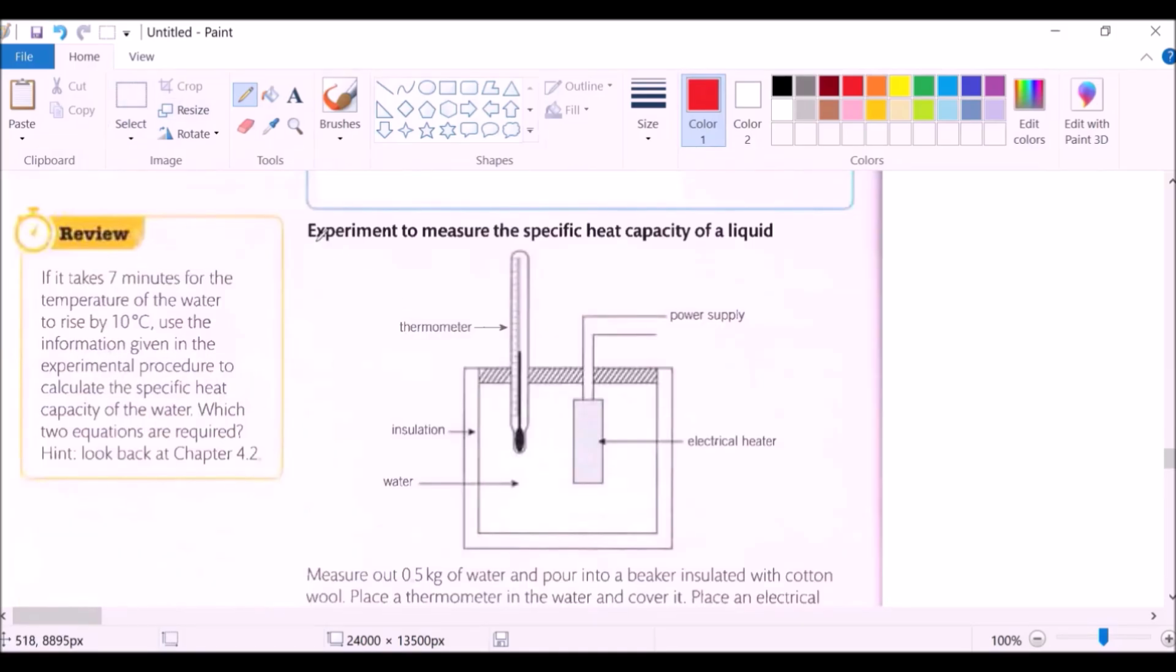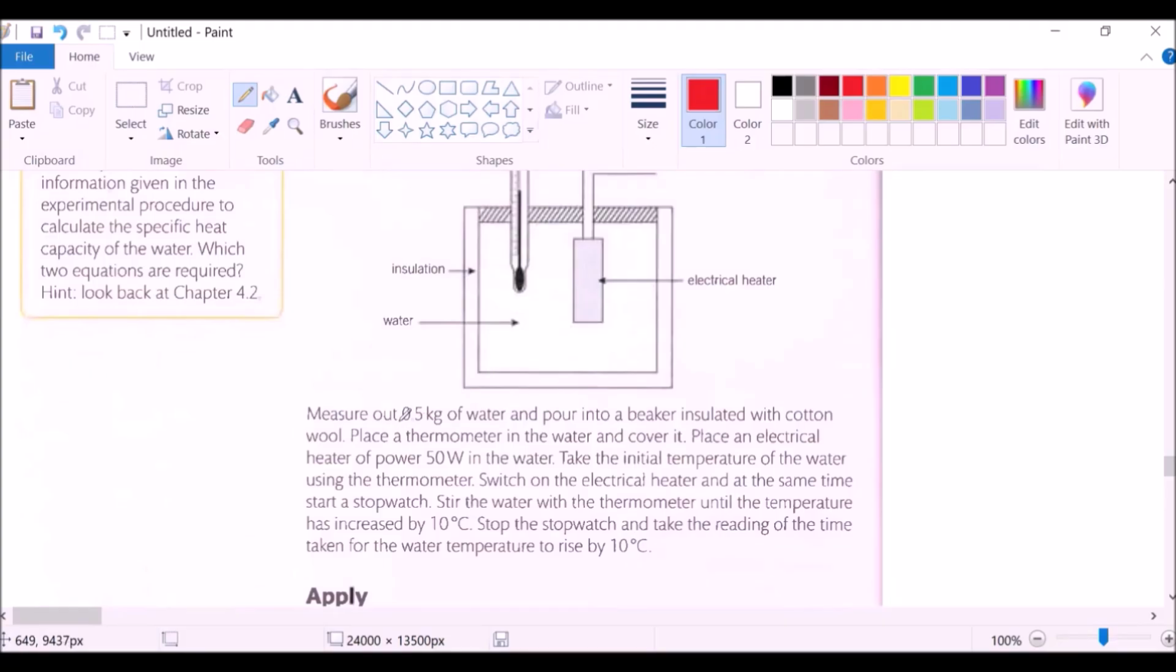Now we go on to the experiment to measure specific heat capacity of a liquid. So this is the setup we have. We have our liquid, let's say water, placed in an insulated container. We do not want to lose heat to the environment. We want all the heat that is supplied by the electrical heater to be used to raise the temperature of the water only. That is why we insulate, and we have the thermometer to measure the change in temperature.